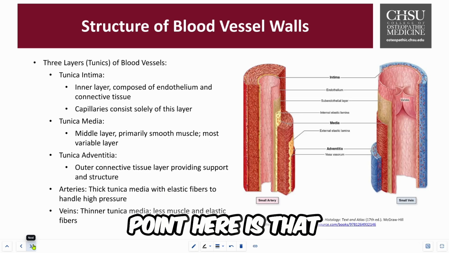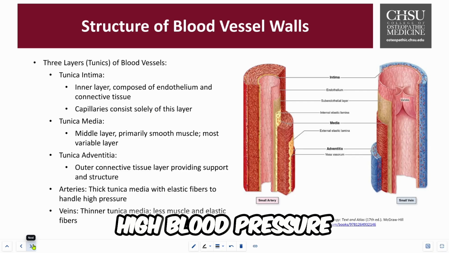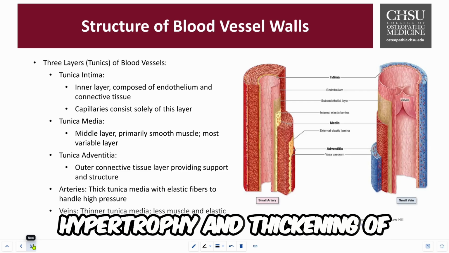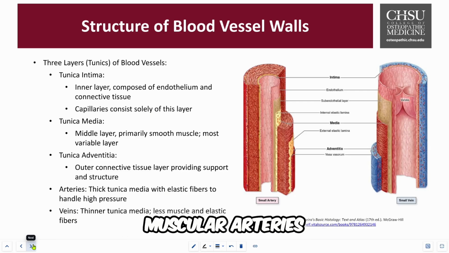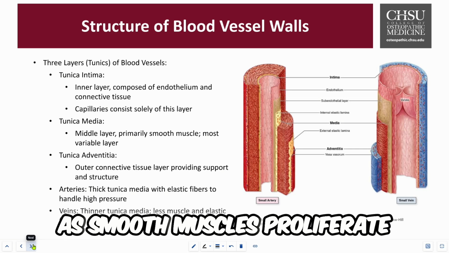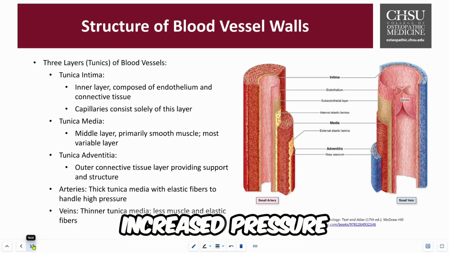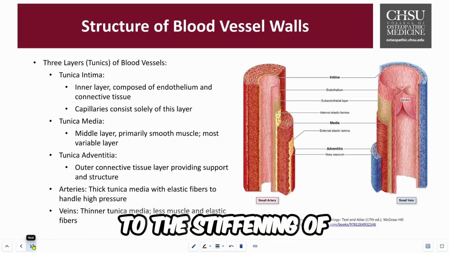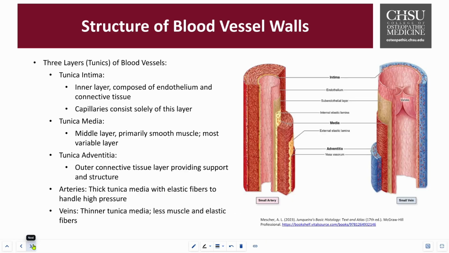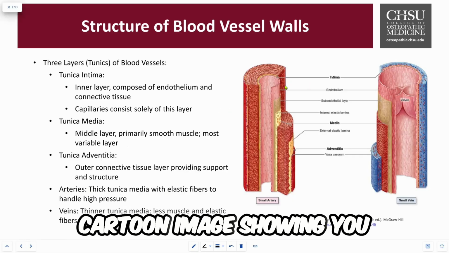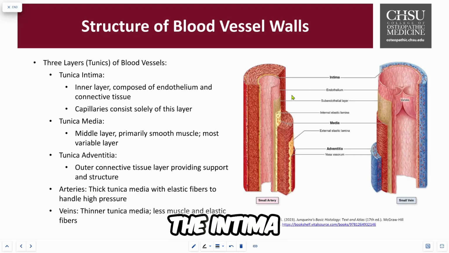One of the clinical points here is that chronic hypertension, or high blood pressure, can lead to hypertrophy and thickening of the tunica media in muscular arteries, as the smooth muscles proliferate to compensate for this increased pressure, which can in turn lead to stiffening of the vessel wall. On the right, you can see a cartoon image showing the different layers: the intima, media, and then the adventitia.